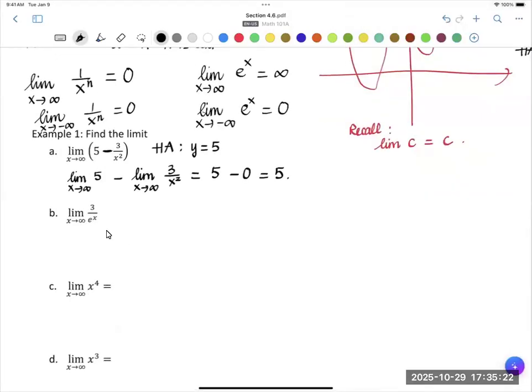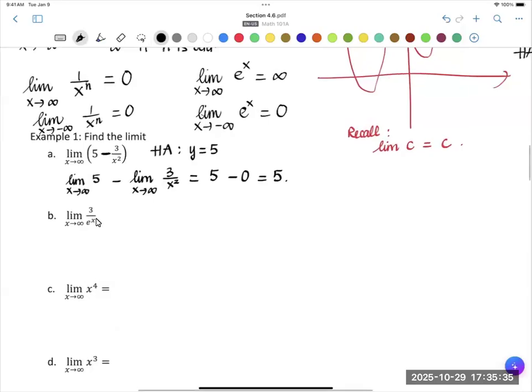Now for the second one, I have the limit as x approaches infinity of 3 over e to the power x. When x approaches infinity, e to the power x gets huge. So a constant divided by a huge number is actually 0. So you can just go ahead and say 0.